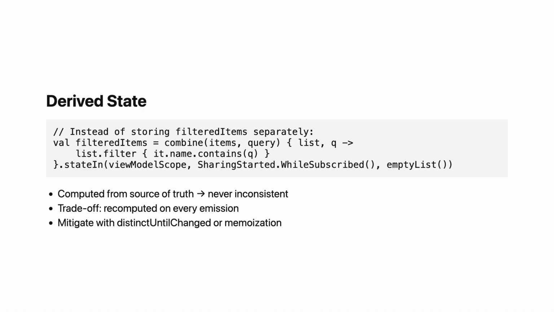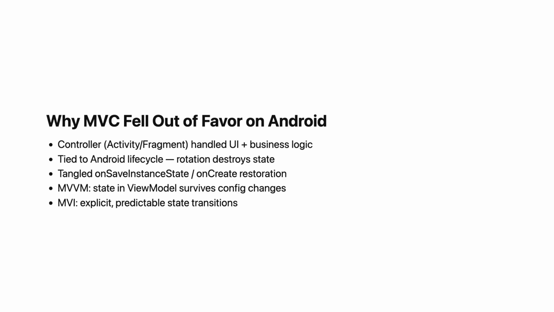In MVVM, you can use the combine operator to merge multiple flows and produce a derived flow. In MVI, you compute derived properties from your single state object. Derived state has a huge benefit. You can never have an inconsistent filtered list because it is always computed from the actual list and the actual query. The trade-off is computation cost. If your derivation is expensive, say sorting a large list, you are recomputing it on every emission. In practice, you can mitigate this with distinctUntilChanged or by memoizing the computation.